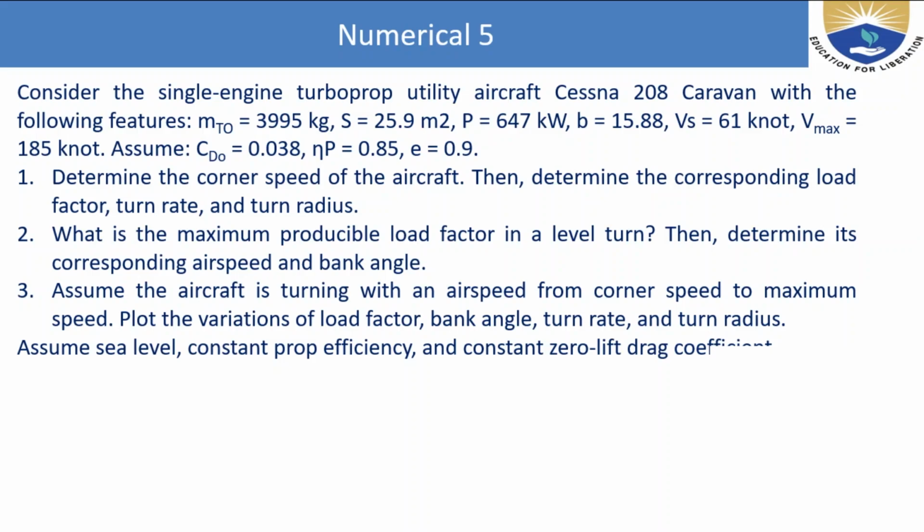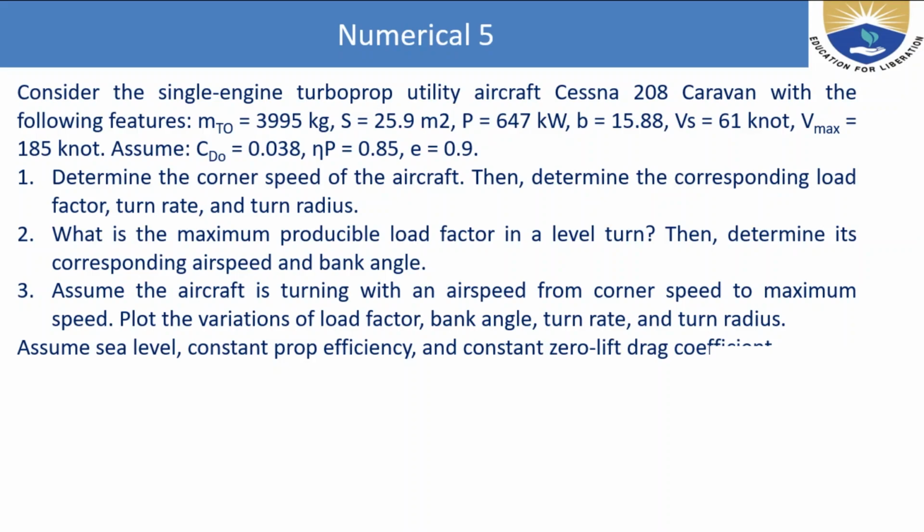I am reading this problem. Consider the single engine turboprop utility aircraft Cessna 208 Caravan with the following features: MTO is equal to 3995 kg, S is equal to 25.9 meter square, P is equal to 647 kilowatt, b is equal to 15.88. These parameters are all given. Determine the corner speed of the aircraft.